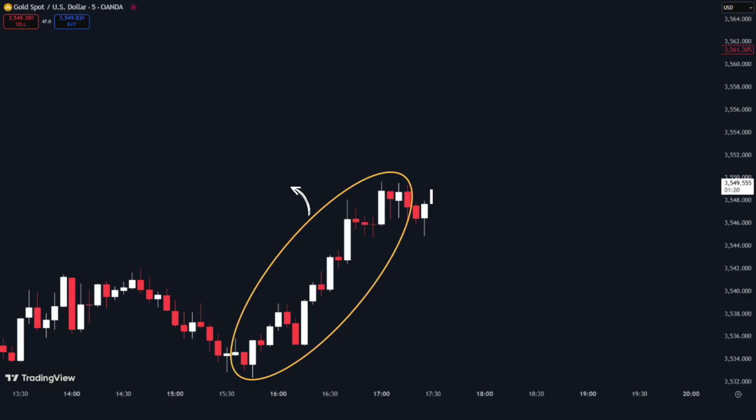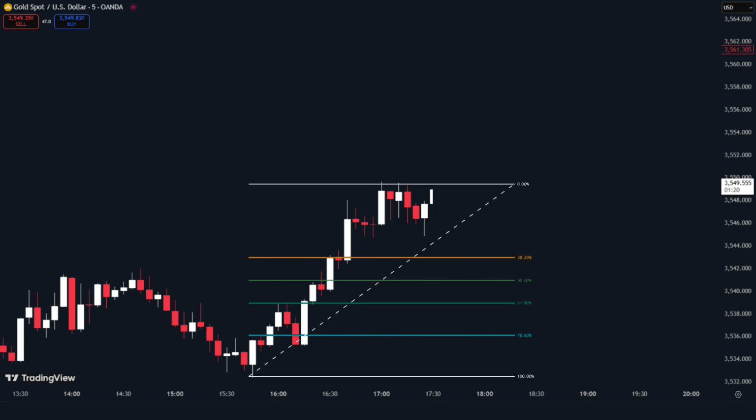Imagine price just made a strong bullish impulse. You take your Fibonacci tool, anchor it at the bottom of the move, and drag it to the top. Now the retracement levels appear on your chart. When price starts pulling back, you'll notice that it often pauses, rejects, or reverses around one of these levels.